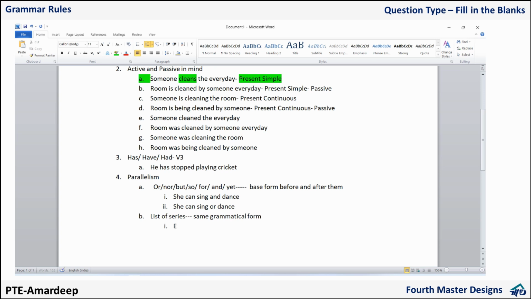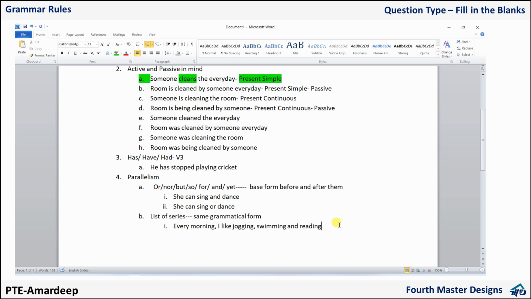Example: every morning I like doing, let's say, jogging, swimming, and reading. Now you cannot say every morning I like jogging, swimming, and read. It will be incorrect. It has to be your ing.